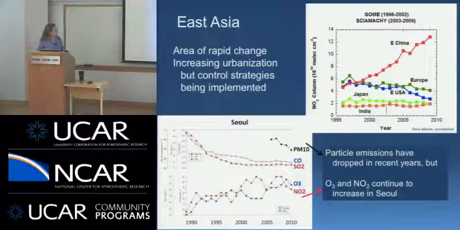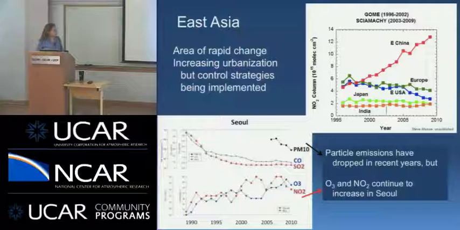So this is a summary. There have been many plots like this over recent years, summarizing NO2 column from satellite measurements, GOME and then SCIAMACHY, averaged over different regions. And East China has been dramatically increasing over the past decade or so, whereas regions that have implemented emissions controls, such as Europe and Japan, have been decreasing. So we also have a lot of ground measurements in East Asia.